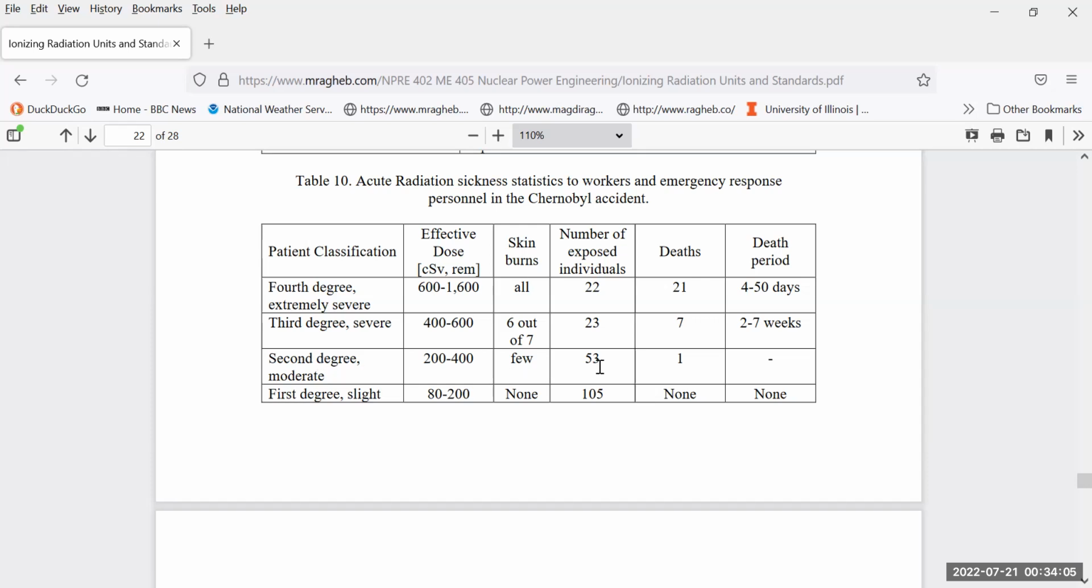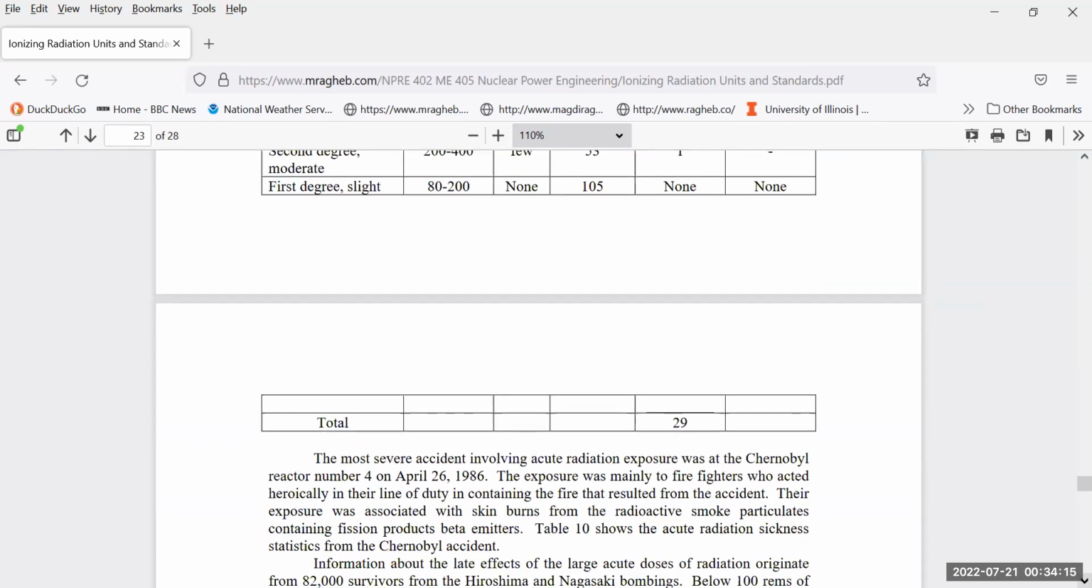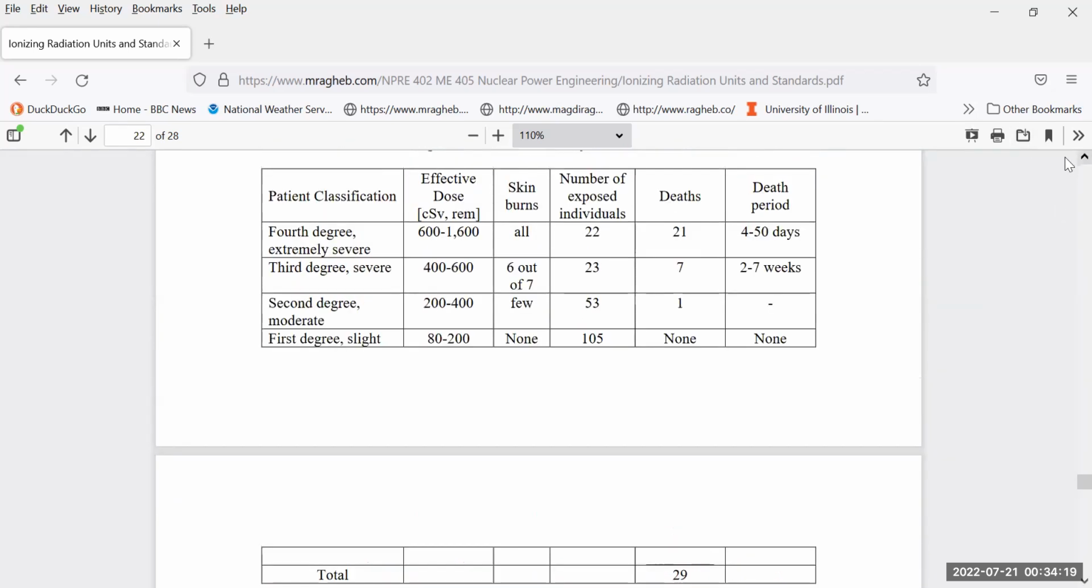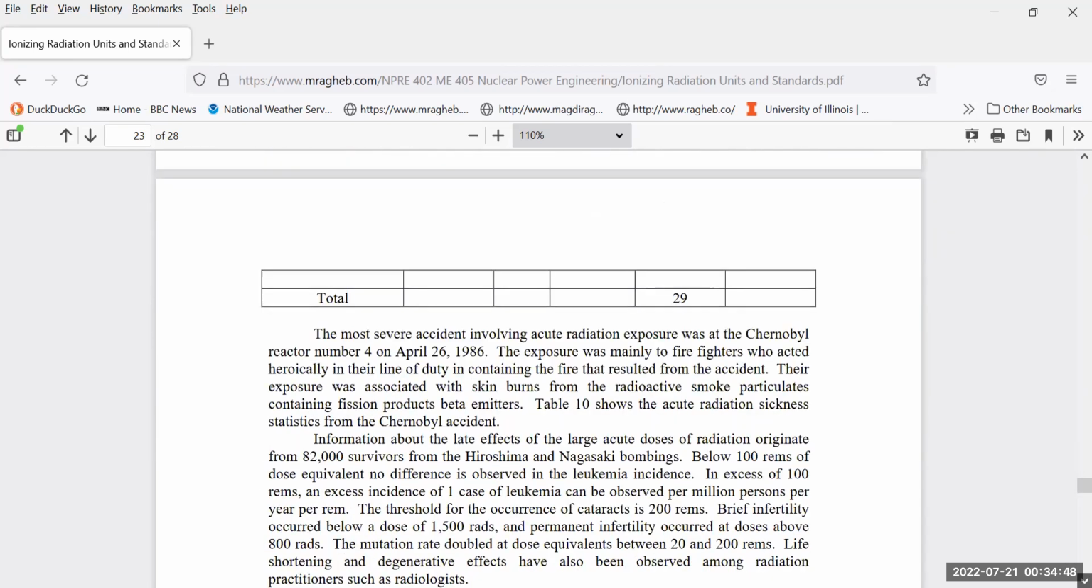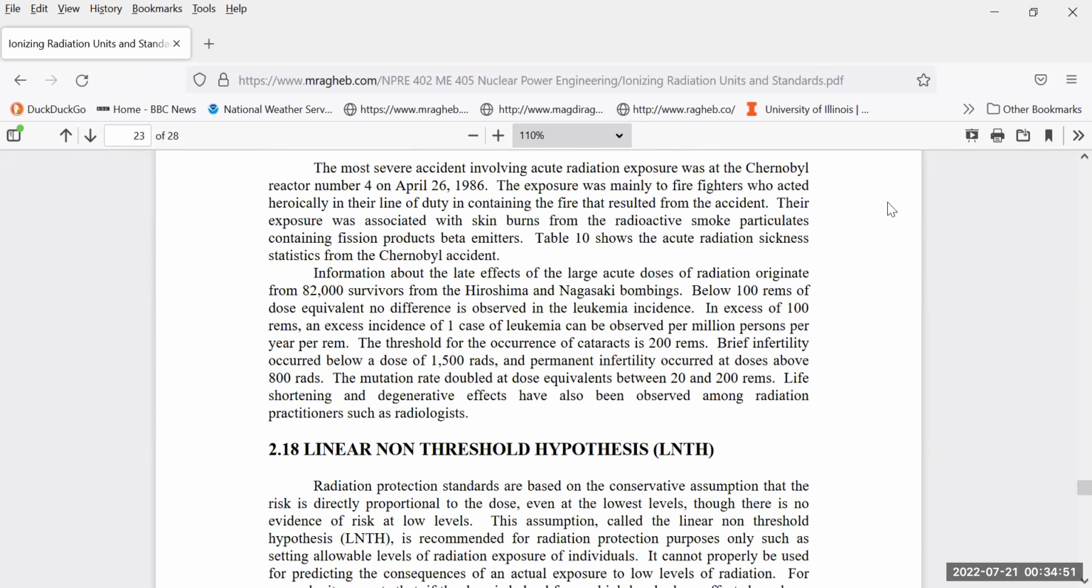Second-degree moderate, 53 individuals were exposed, and slight burns were 105. So unfortunately, the higher the burns, meaning the higher the exposure to radiation, the higher the deaths out of the exposed individuals. You could see here the 600 to 1600 rem, 21 out of 22 exposed individuals perished, 7 out of 23 for lower degree burns, and 1 out of 53 for the second degree burns. We lost 29 courageous firefighters in fighting the fires in the accident at Chernobyl.